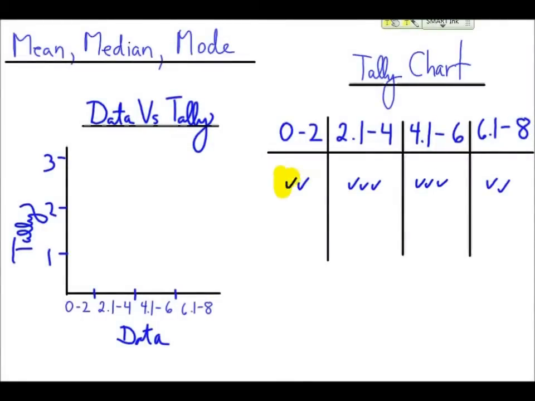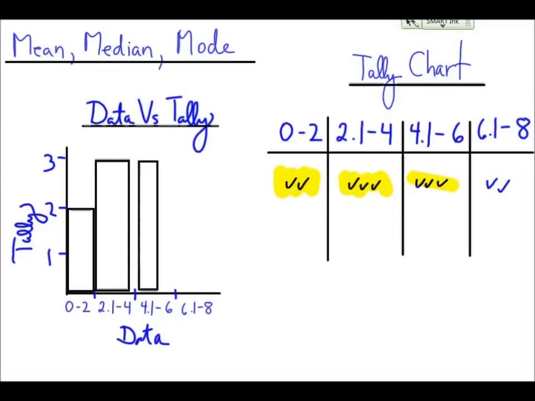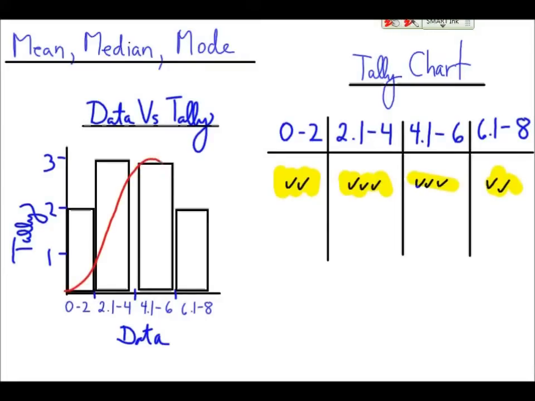Let's take a look at some mean, median, and mode. If you look at my tally chart here, I have two check marks from 0 to 2, so I'm going to draw a bar in my graph that's 2 tall. From 2.1 to 4, I have 3 check marks, so I'm going to draw a bar that's 3 tall. Same thing for 4.1 to 6. There's my bar that's 3 tall. And from 6.1 to 8, I have 2 checks, which is going to give me a bar 2 tall.